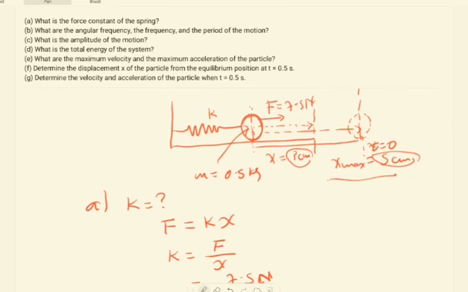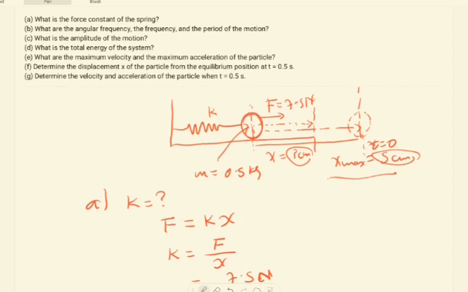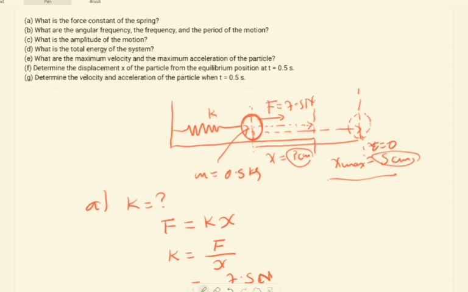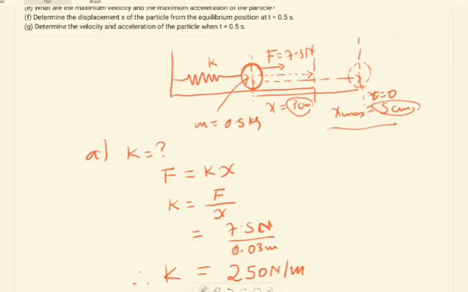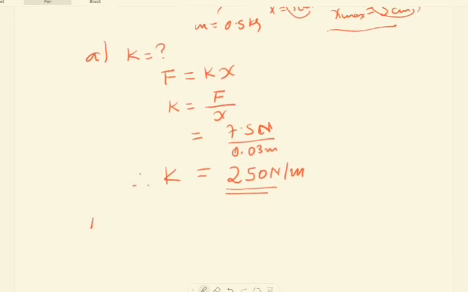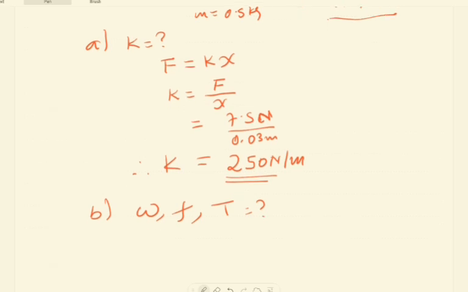Of course, in part B we are asked to find the angular frequency, the frequency and the period of motion. So we need to be careful here. We are asked first to find the angular frequency omega, and next we will find the frequency of the oscillation, and also finally we will find the period of oscillation. These are what we are going to find.